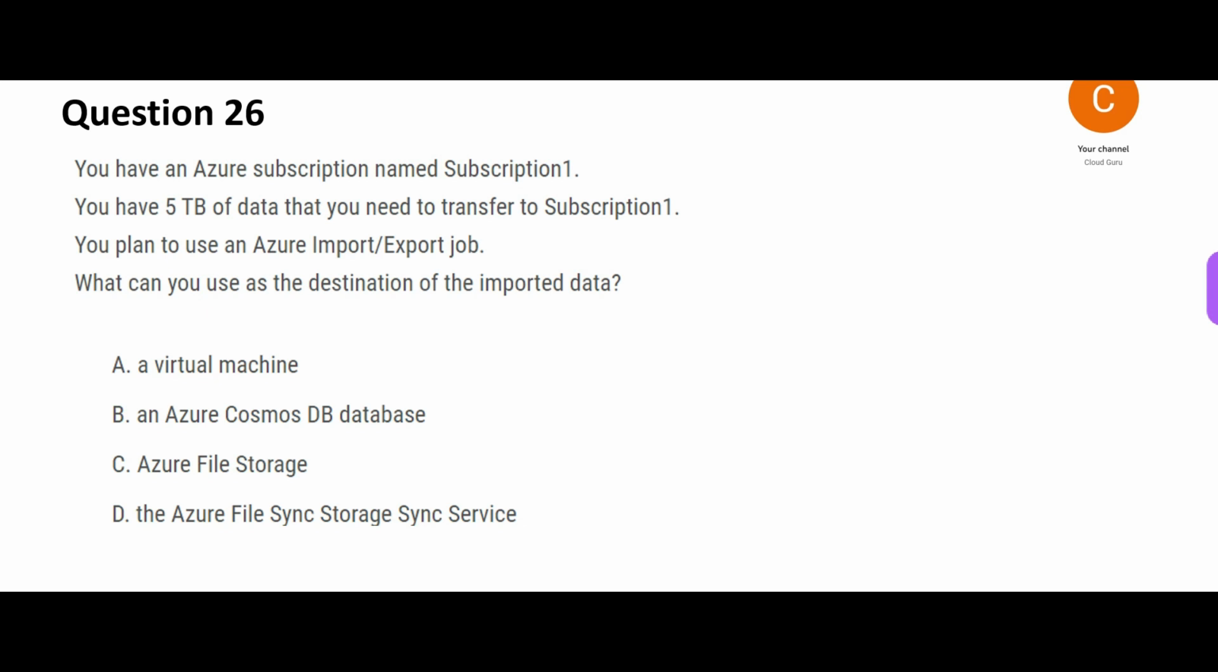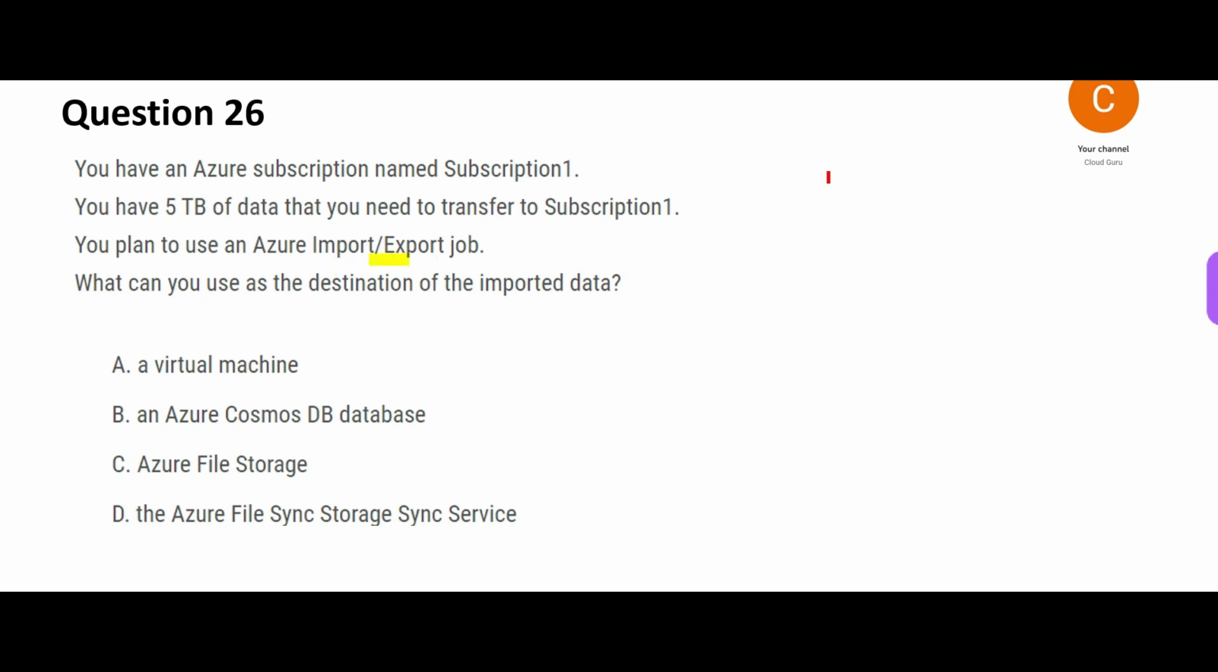Okay, now let us look at the next question. This question is saying that you already have a subscription named subscription 1, and you have to transfer 5 terabytes of data. So forget subscription 1, because this is noise and extra information. What you have to focus on is the key of the story. You have to focus on Rajnikant. You don't have to focus on other characters. So who's Rajnikant here? Rajnikant is the import export job.